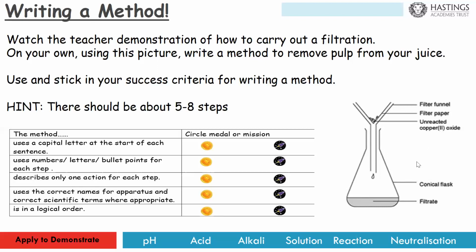You've got all the equipment there, okay? I'm going to give you 10 minutes. So if you can pause the video for 10 minutes, write down all the steps and do the best that you can. Use success criteria, okay? And then we'll go through an example of a method in just a moment. So if you can pause the video now, so you can carry on the task.